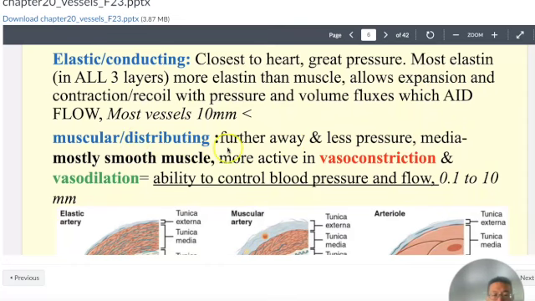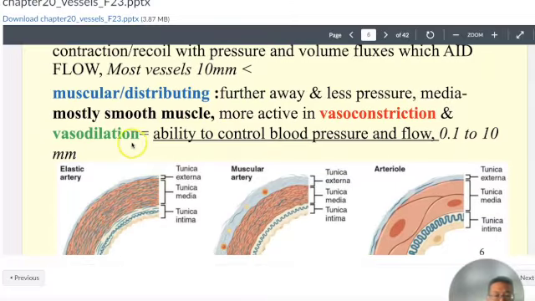Muscular distribution, further away and less pressure. Media, mostly smooth muscle, more active in vasoconstriction and vasodilation. And we're going to see why. The smooth muscle is for vasoconstriction and vasodilation. It also has the ability to control the blood pressure.